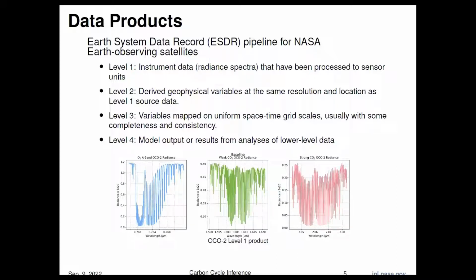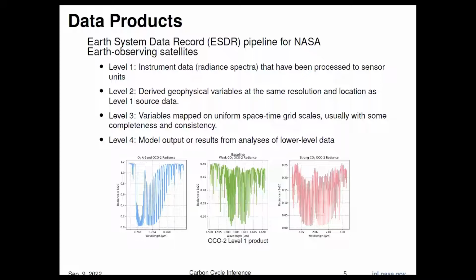They're sometimes called Earth System Data Records, ESDR, and there's a progression of these data products that are developed by the missions. Every mission has its own vernacular and approach to doing this, but a lot of them follow this overall structure, having 4 different levels of data products.